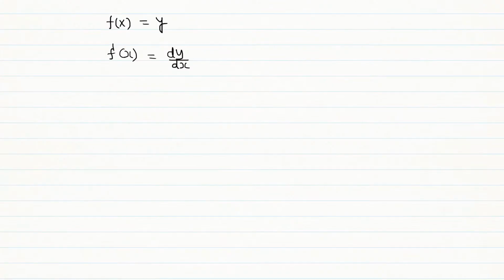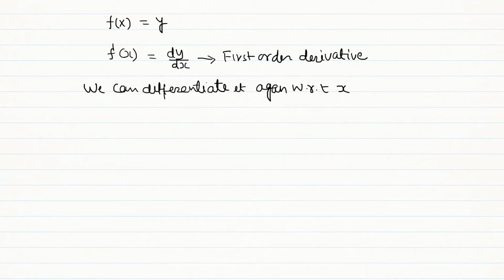Let's say a function y equal to f of x is differentiable at a point x. Then its derivative f dash x is called the derivative of the first order or first derivative. So f dash x is equal to dy by dx, the first order derivative. So we can differentiate it again with respect to x, and it will be d by dx of f dash x, which is equal to d by dx of dy by dx.